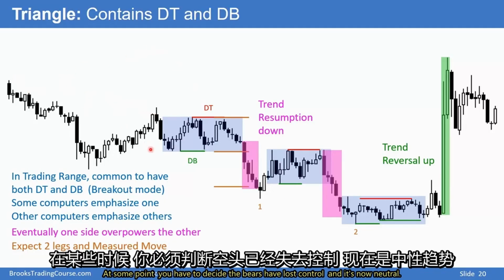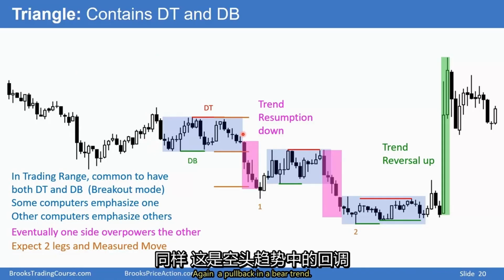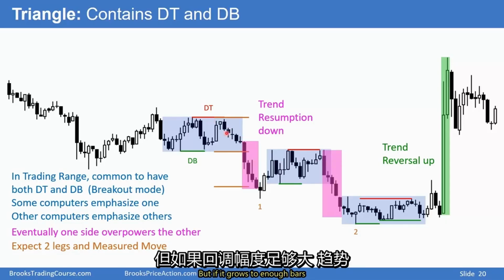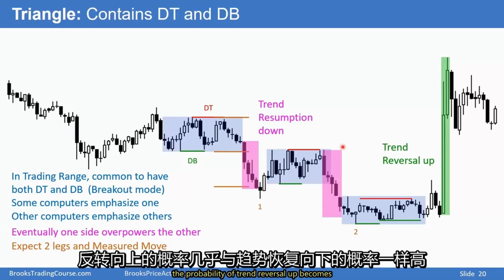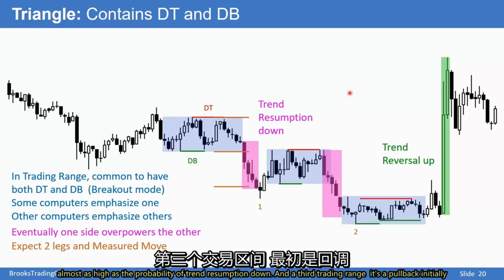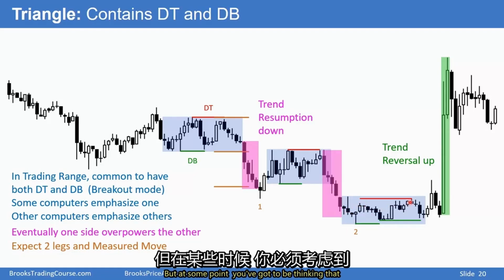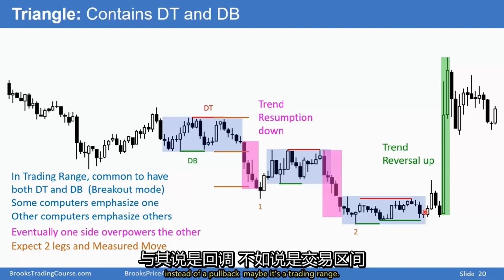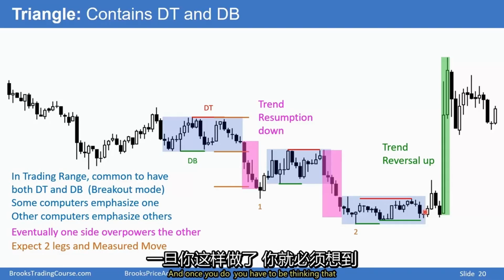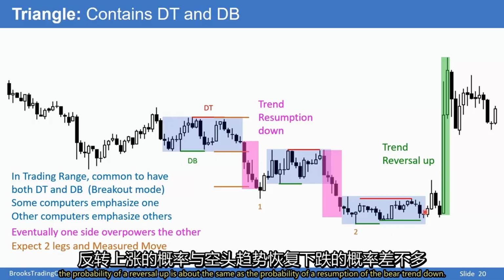At some point, you have to decide the bears have lost control and it's now neutral. Again, a pullback in a bear trend, but if it grows to enough bars, the probability of trend reversal up becomes almost as high as the probability of trend resumption down. And a third trading range, it's a pullback initially, it's a bear flag, maybe still a bear flag, but at some point you've got to be thinking that instead of a pullback, maybe it's a trading range. And once you do, you have to be thinking that the probability of a reversal up is about the same as the probability of a resumption of the bear trend down.